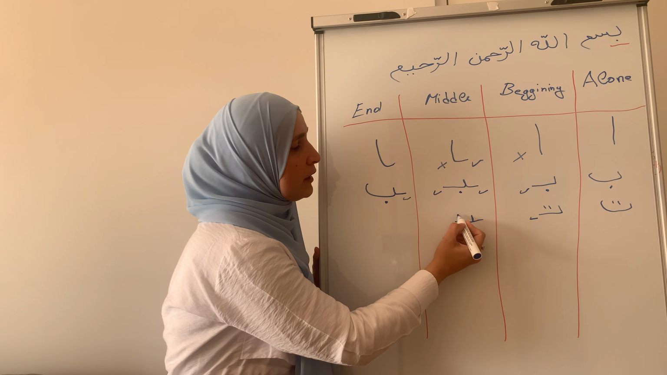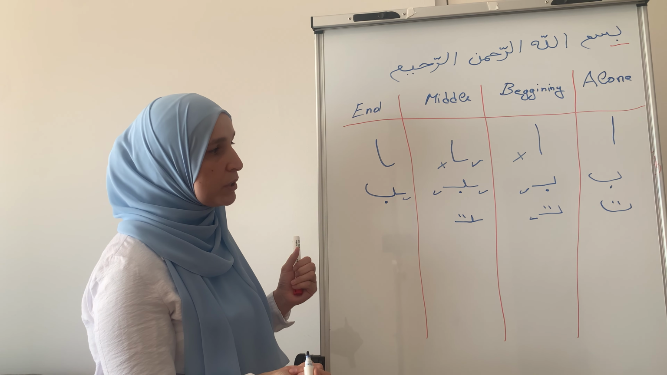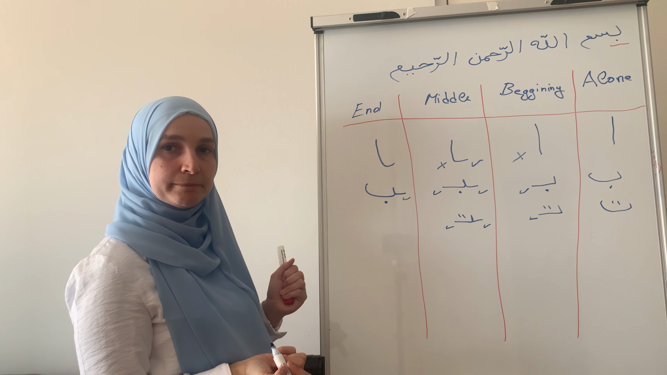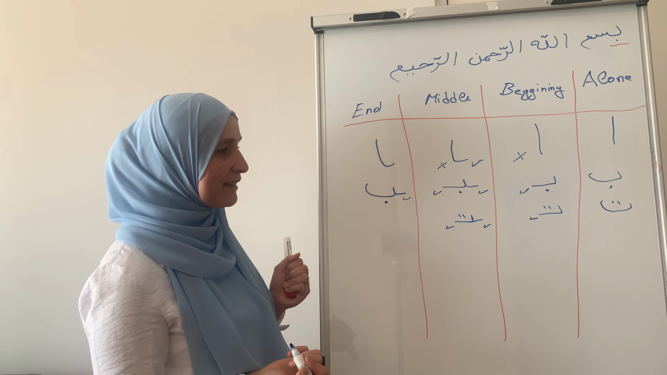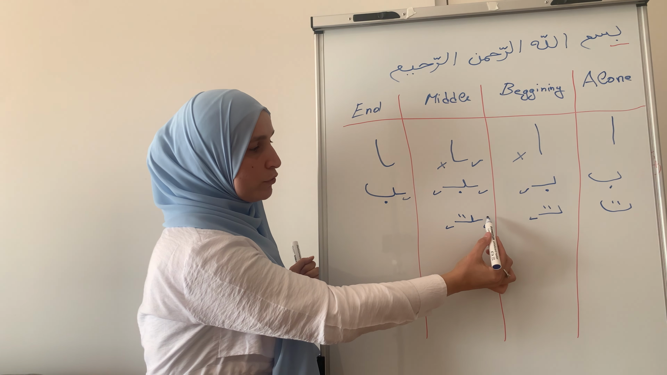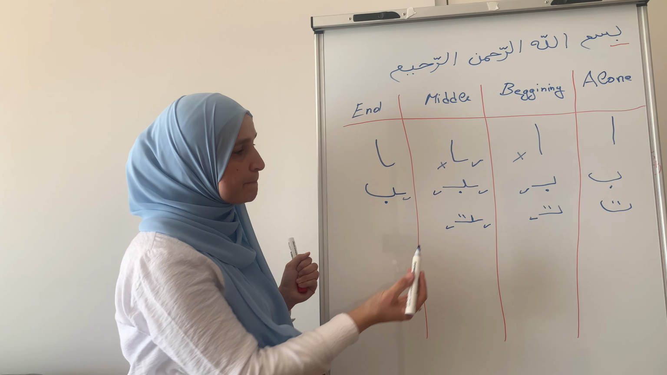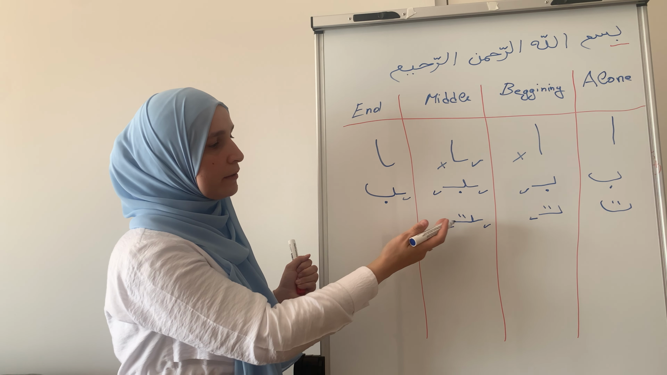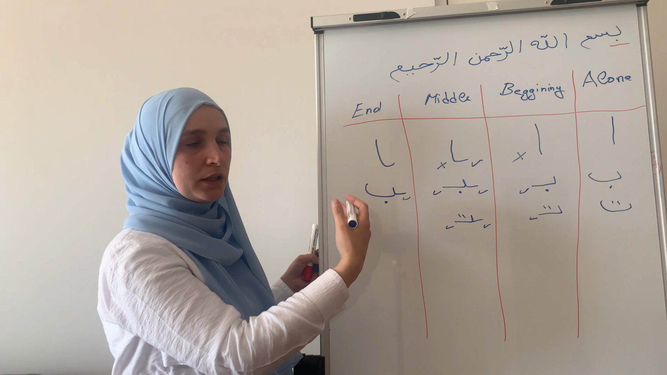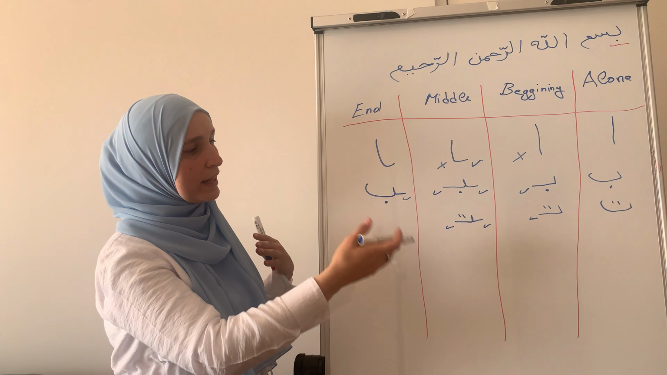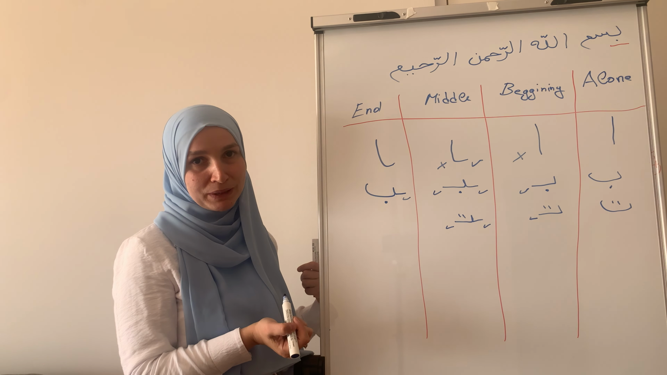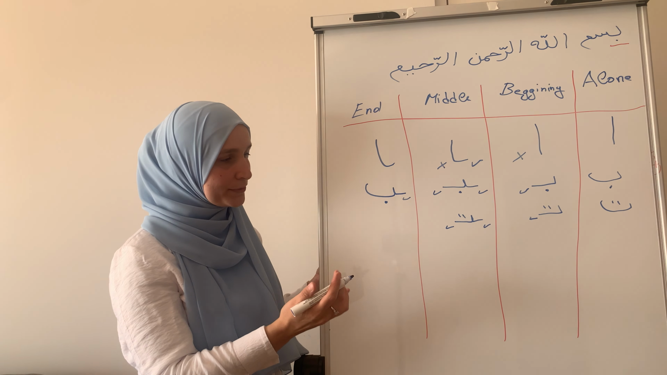Ta at the middle is like that, because it's going to be connected on two sides, here and here. Here it's going to be connected with the first letter, ta is the second letter, and we can put other letters, like the fourth letter, fifth letter, etc. But ta is at the middle of a word.